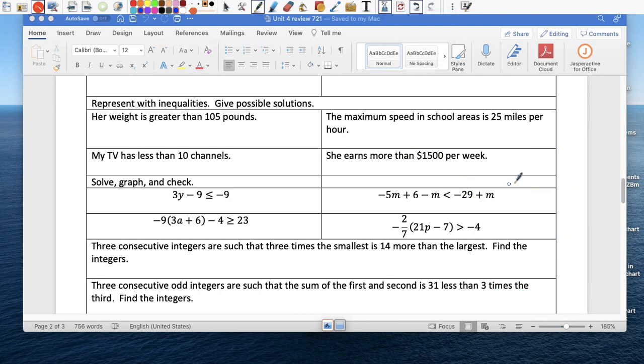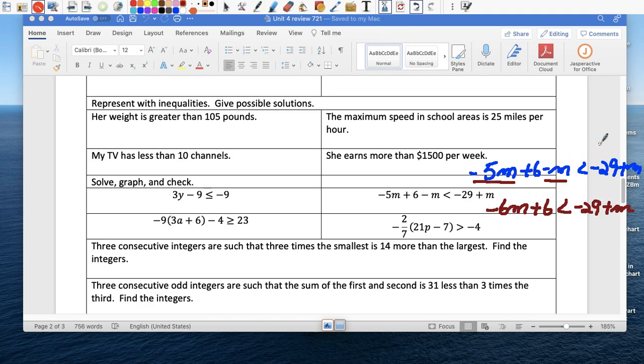Following one, let me see, negative 5m plus 6 minus m. There's a little bit more work here. Same thing. Combine like terms, there's no distributive property, so we can go straight to combine like terms. We can combine negative 5m and m. We get negative 6m plus 6 less or equal to negative 29 plus m.